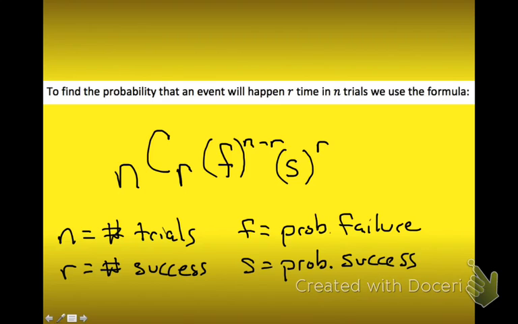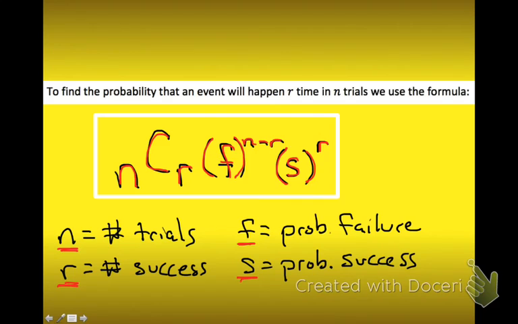So the whole formula, if you read it all together, is nCr times the probability of failure to the n minus r times the probability of success to the r power, where n is the number of trials, r is the number of successes, f is the probability of failure, and s is the probability of success. You'll see it is actually a lot easier than that sounds. The whole formula sounds kind of complicated, but when you get moving through things, it actually ends up to be a little bit simpler than it sounds.